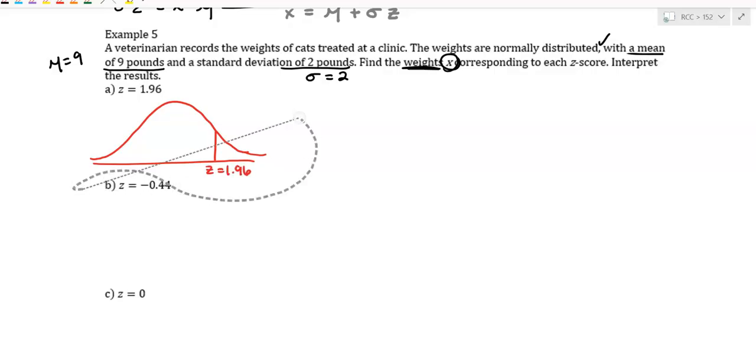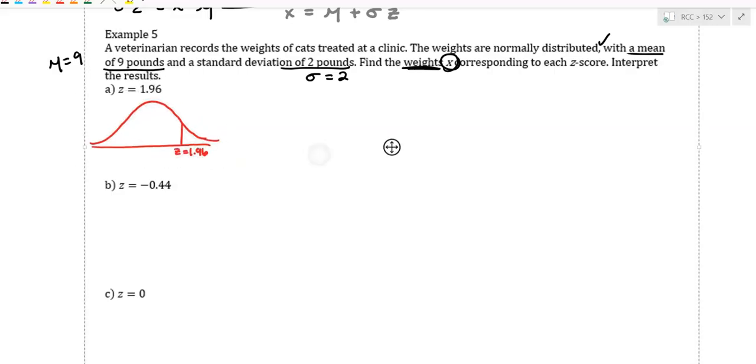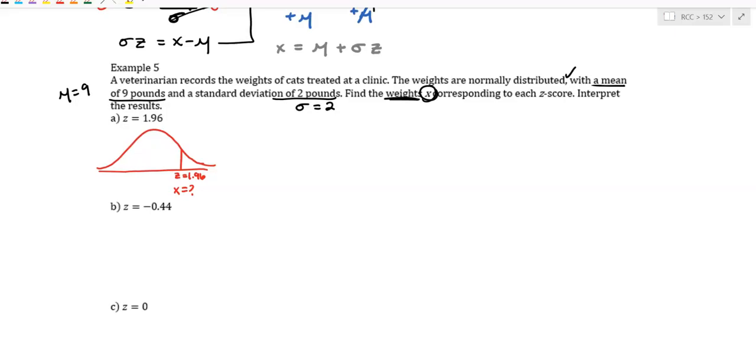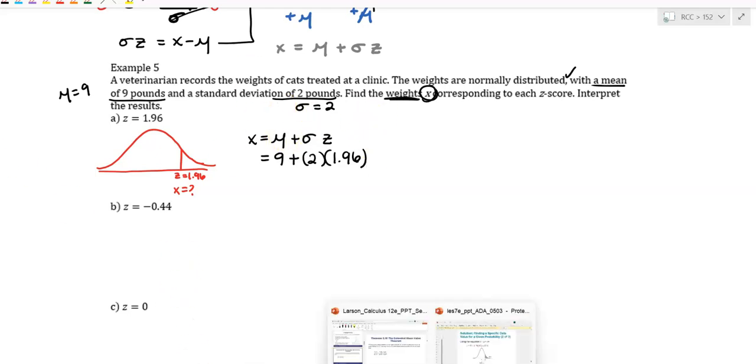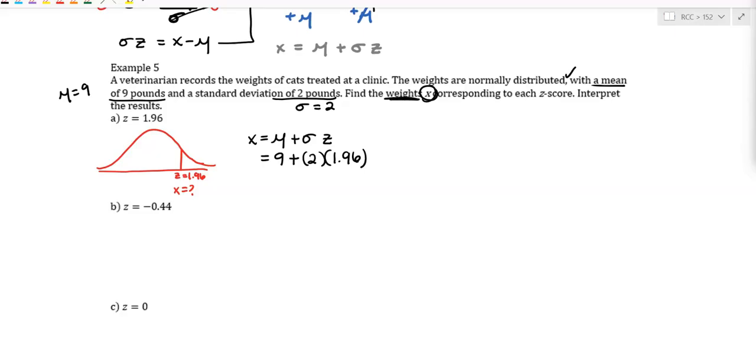I want to know what is the equivalent of that as an x-score, but we're just going to use the formula that x is equal to mu plus sigma z. We know mu, it was given to us as 9. We know sigma, it was given to us as 2. And we know z, it was given to us as 1.96. And when we actually do these calculations, scrolling to my answer sheet, what we get is 12.92 pounds.